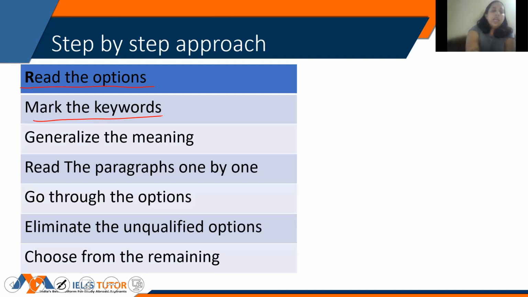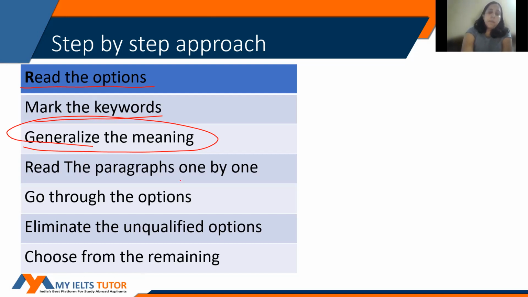While marking the keywords, try to generalize the meaning of each option. Generalizing the meaning means try to understand, think of parallel meanings or parallel words. Think about what this generally means. Parallel here means synonymous, somewhat like synonyms. For example, there is an option, reasons why plants are grown in damp areas.